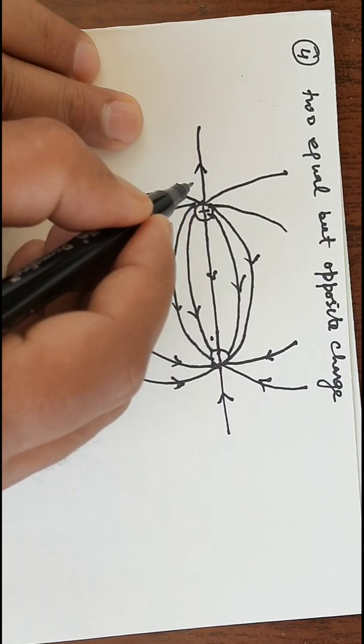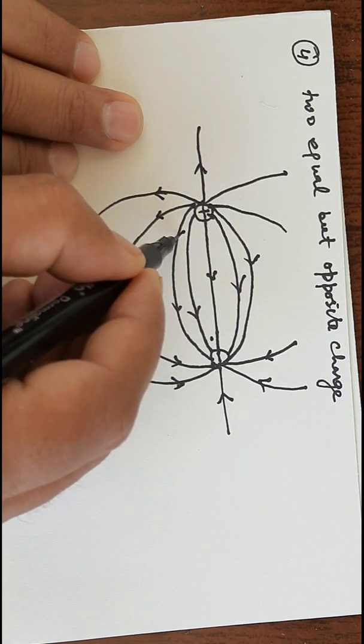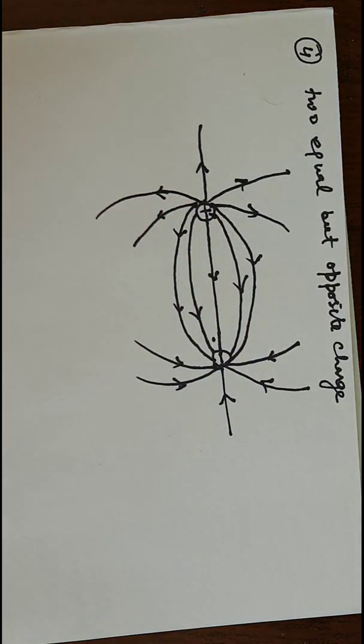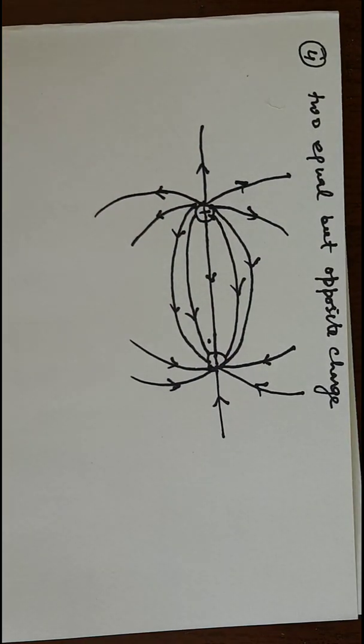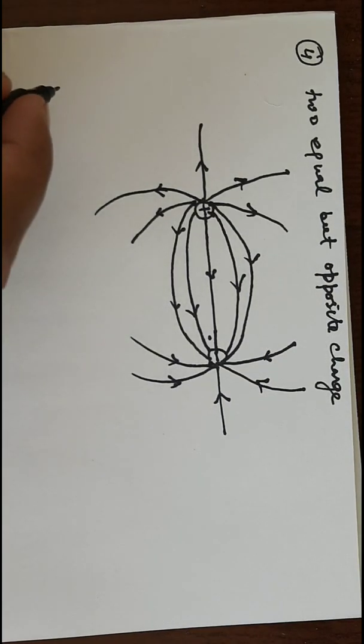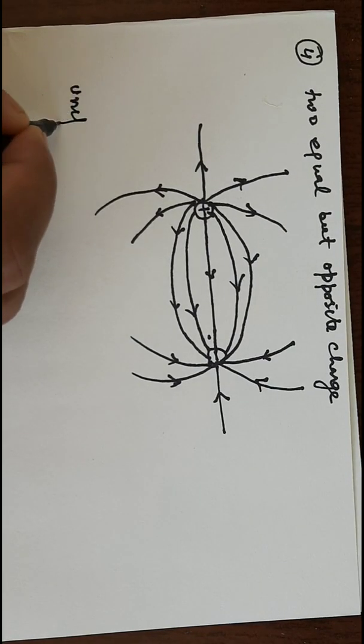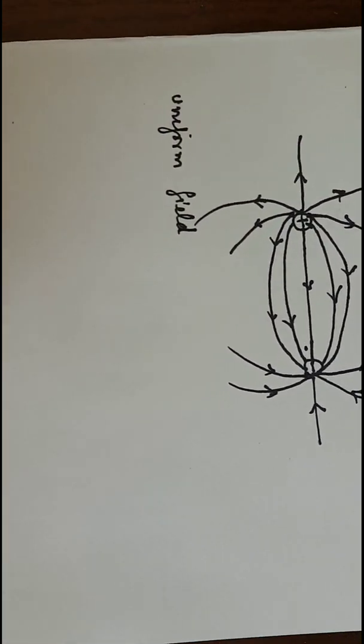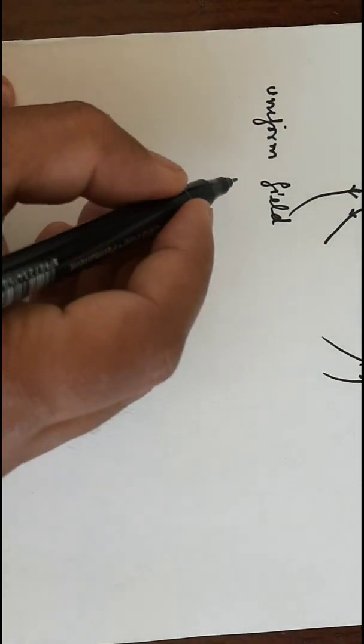Electric field lines for the positive charges are outward. So this is your electric field lines for the case of positive but opposite charges. Now, how to represent the uniform field and non-uniform field?